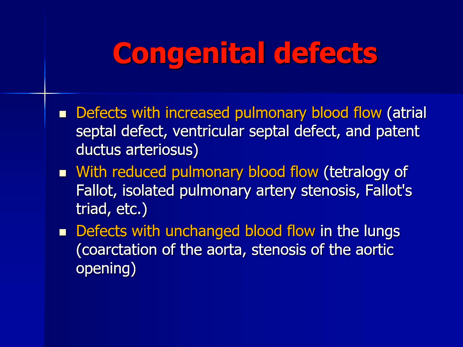The first group, defects with increased pulmonary blood flow. Second, defects with reduced pulmonary blood flow, and third, defects with unchanged blood flow. What are defects with increased pulmonary blood flow? They are atrial septal defect, ventricular septal defect, and patent ductus arteriosus.